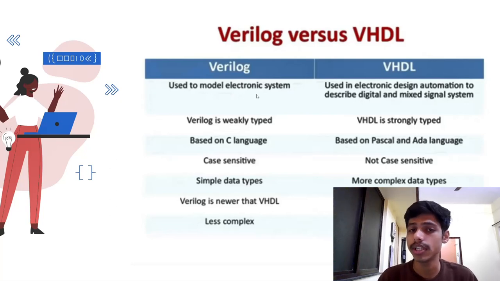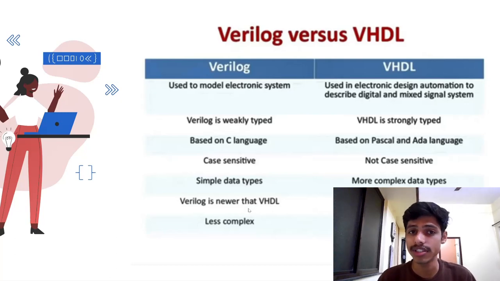Verilog is used to model electronic systems, and VHDL is used in electronic design automation to describe digital and mixed signal systems. Verilog is weakly typed while VHDL is strongly typed. Verilog is based on C language, whereas VHDL is based on Pascal and Ada language. Verilog is case sensitive and VHDL is not case sensitive. And simple data types are used in Verilog, while in VHDL more complex data types are used.